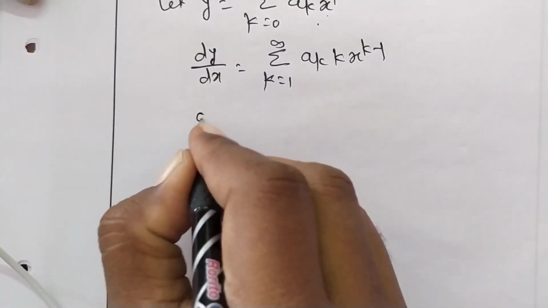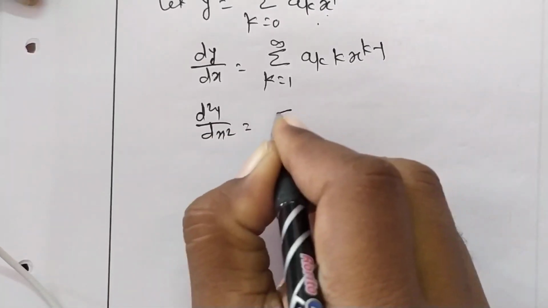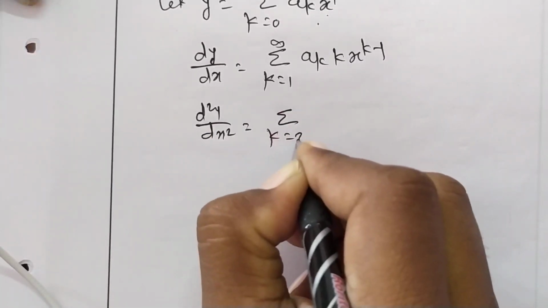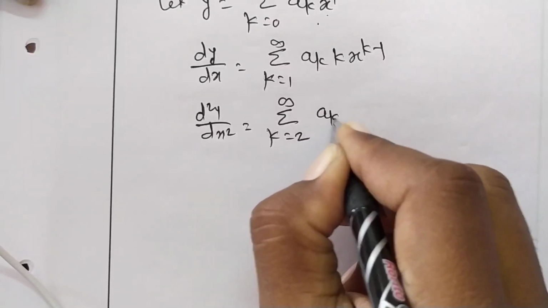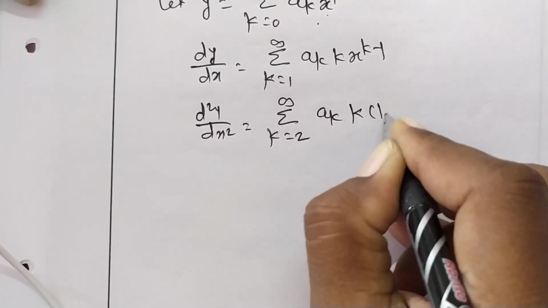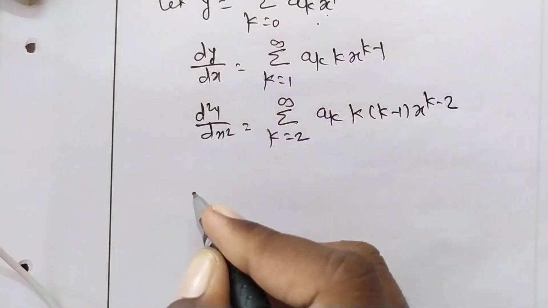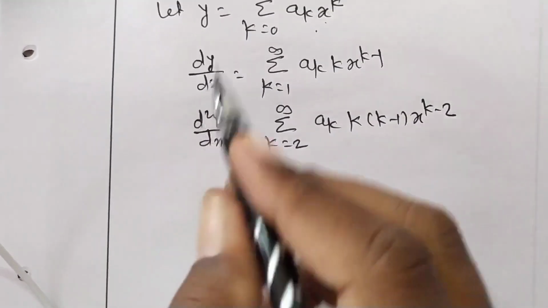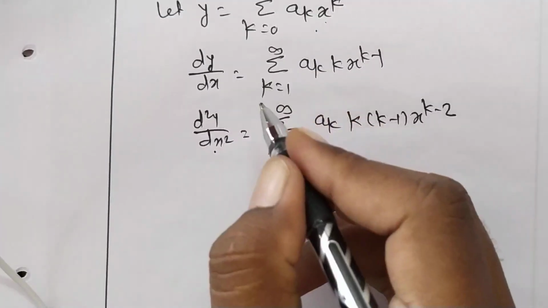Then if we differentiate again, we will get d2y by dx square equal to summation of k starts from 2 to infinity, ak keep as it is, k into k minus 1 x to the power k minus 2. And now put the values of y, dy by dx and d2y by dx square in the given differential equation.